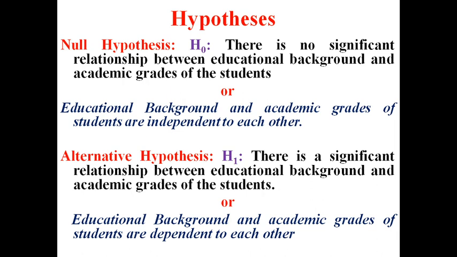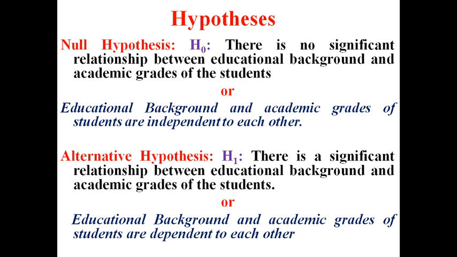Now on the basis of objectives we have formulated our hypothesis. Our null hypothesis is H naught: there is no significant relationship between educational background and academic grades of the students. We can also write it like this: educational background and academic grades of students are independent of each other, because we have seen in our definition that chi-square test is the test of independence or relatedness. That's why we are saying that educational background and academic grades of students are independent of each other. Then what is our alternative hypothesis?